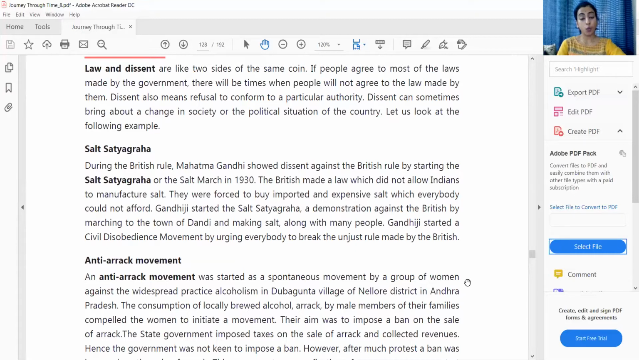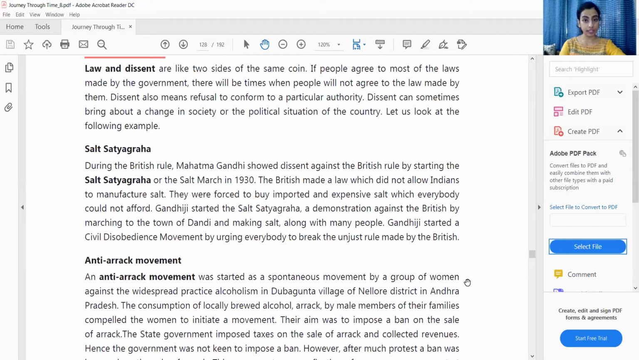Now, why did he have to start this dissent? Because the British made the rule that Indians cannot make salt. Rather, they would have to buy the salt imported by the British at a higher price. So the Indians did not want to accept this. Why, in our own land, are you not allowing us to make salt? Rather, you are taking more money from us. So they were not agreeing to accept that. So they dissented, and the movement was led by Mahatma Gandhi.